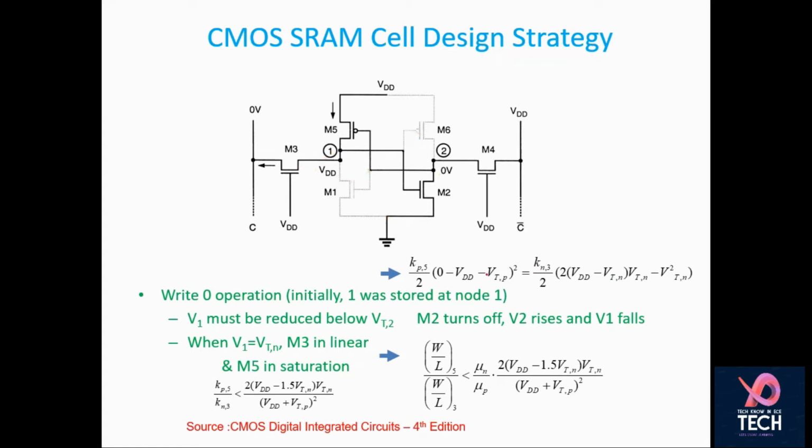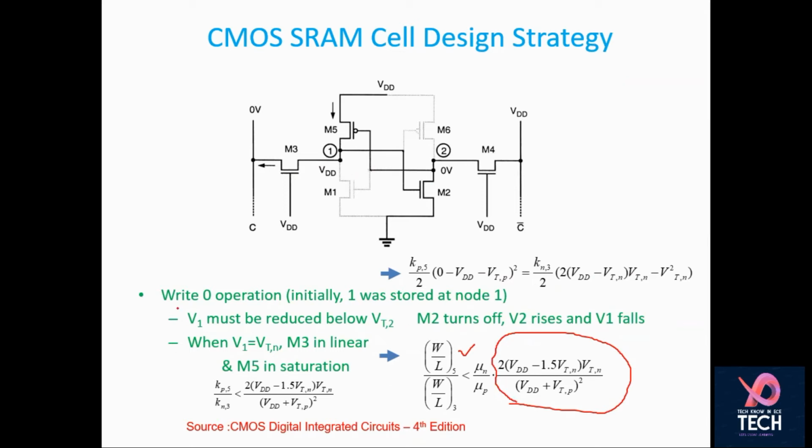So from here you can find out that your M5 is in saturation mode, while your M3 is in linear mode. So we equate these two equations, and this gives you this particular expression for the W/L ratio of MOSFET 5 and MOSFET 3. So if you keep this particular condition being met, then there should not be any problem of destruction of the data.